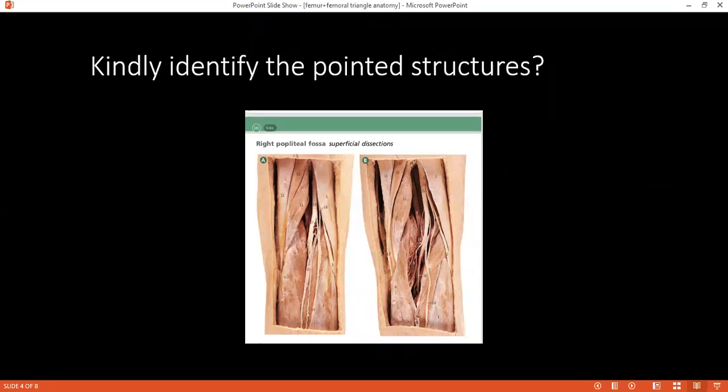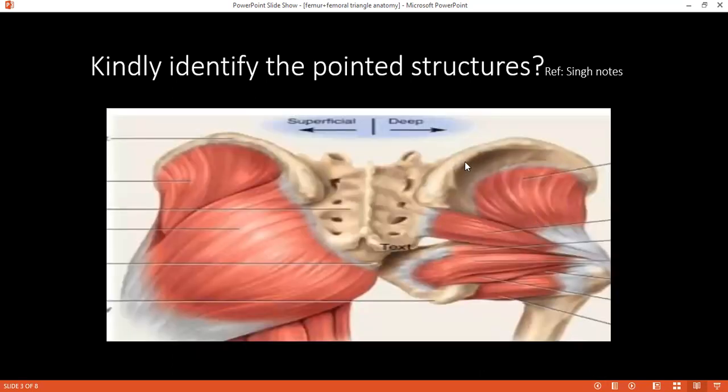Can you please tell me the contents of the popliteal fossa from outside to inside? We have the two branches of the sciatic nerve, the tibial nerve and the common peroneal nerve. Then we have the popliteal vein, and the deepest is the popliteal artery, along with the popliteal lymph nodes and subcutaneous fat. Okay. If we go back to the previous diagram, looking at the hip bone, can you tell me what are the parts of the hip bone?